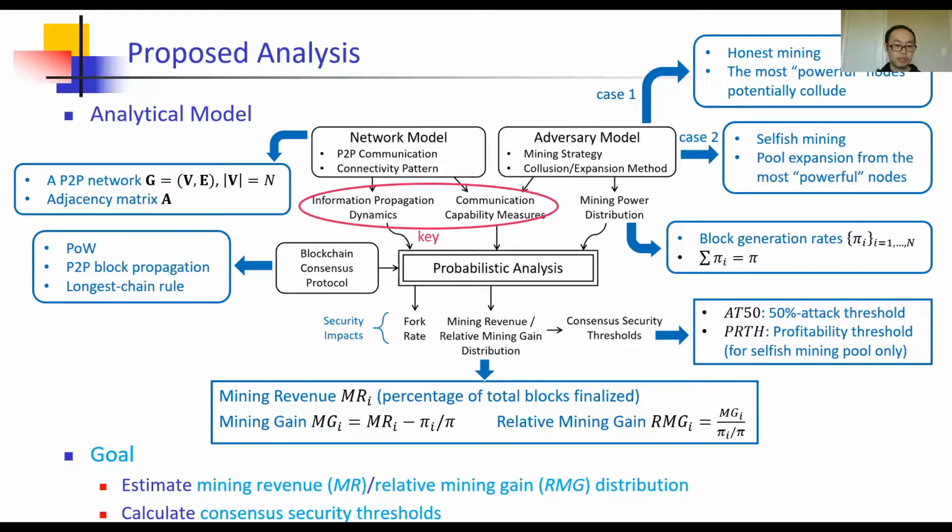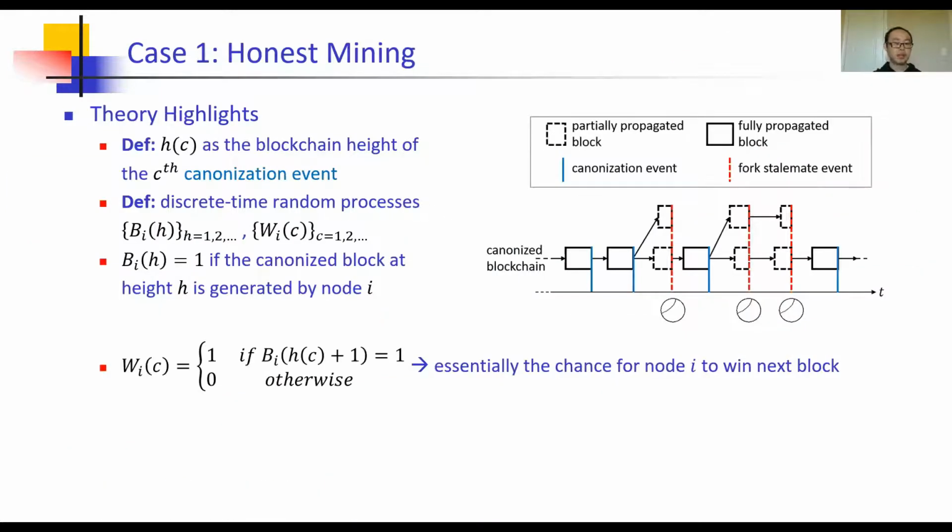First, we move to the honest mining case. To facilitate the theoretical analysis, we define two events, the canonization event and the fork stalemate event. We say a block is canonized if it gets fully propagated in the network without encountering any competition. We say a fork stalemate happens if the network is partitioned into two groups and each group is working on a different block, so they are competing.